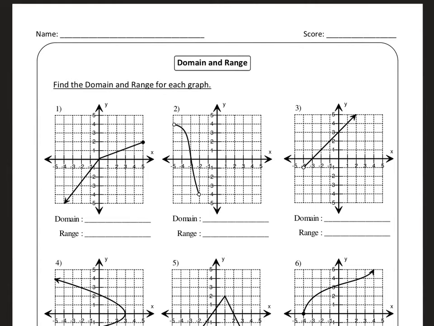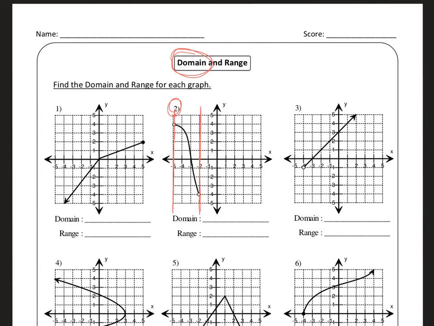Okay, so I'm going to try and color code this as much as I can. I'm going to be doing domains in red. Domain is the x values that you're seeing in this picture. So if I'm looking at number 2, we're going to start with number 2. You can kind of see that the x values for this graph go from -5, that's where this graph stops, up to -2. In between those two red lines is the only spot that this graph exists.